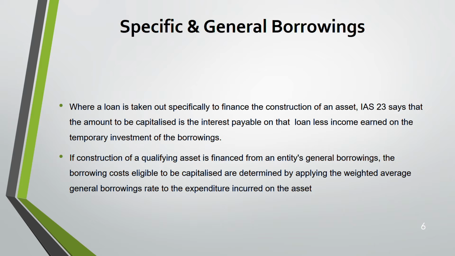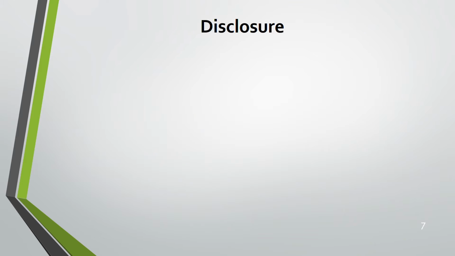That means out of that general borrowing, how much is spent on the asset that you are about to construct. Only up to that portion, that weighted average, let's say 30%. Out of that general borrowing, 30% you have used to construct that asset. So only 30% of that borrowing cost can be capitalized. That is the meaning. Now we are moving on to disclosure.